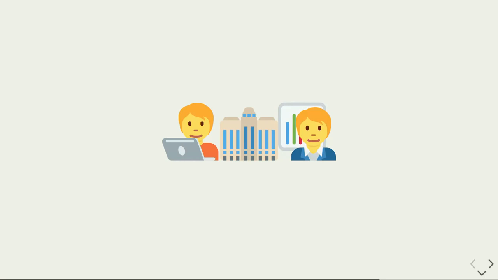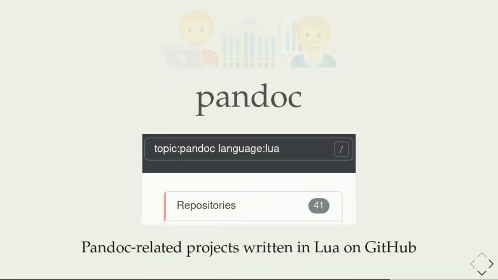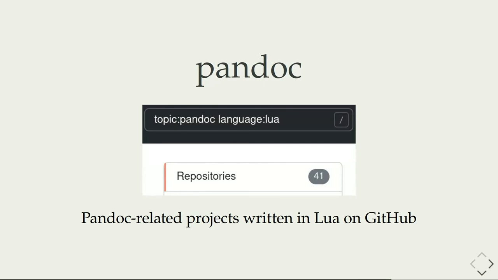And you may still not be convinced and be asking, okay, nice and all, but is anybody in industry actually using that? Well, first of all, we have Pandoc, which I mentioned a couple of times, and people are using Lua filters quite a lot, I think. If you check GitHub for repositories that have the topic Pandoc and use language Lua, you get currently 41 projects, which I think is pretty good. The one with most stars is around 400 stars, so it's also quite popular.